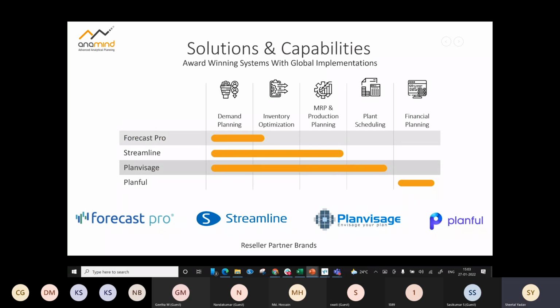This is the overview of the various solutions that we have. Today we will be discussing about Forecast Pro, which has in-depth features for various scenarios which are part of your demand planning process.